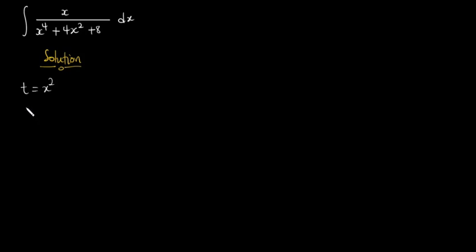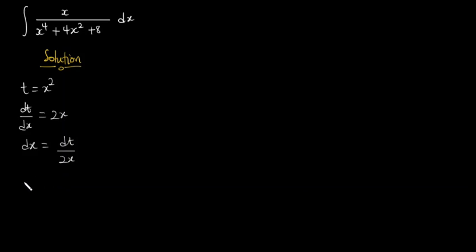So let's differentiate this with respect to x. We are going to have dt/dx, and this will give us 2x. Now let's make dx the subject, and we are going to have dx equal to dt divided by 2x.